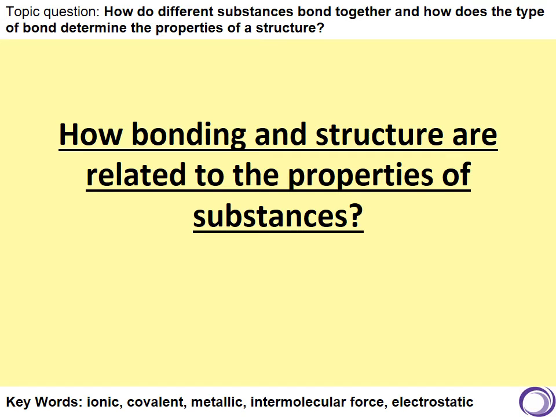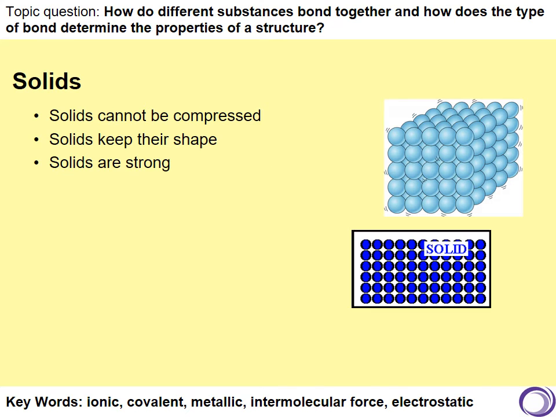We've looked at how different atoms bond together. We now need to look at how that bonding influences the properties of the substances and how the structures are formed. First of all, let's remind ourselves of the particle model.